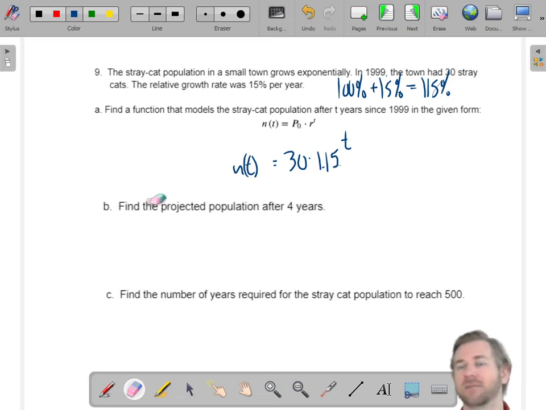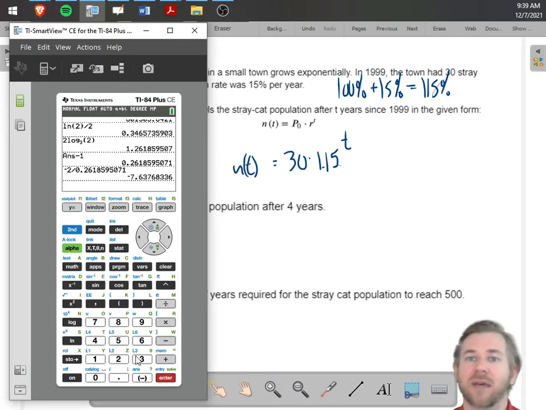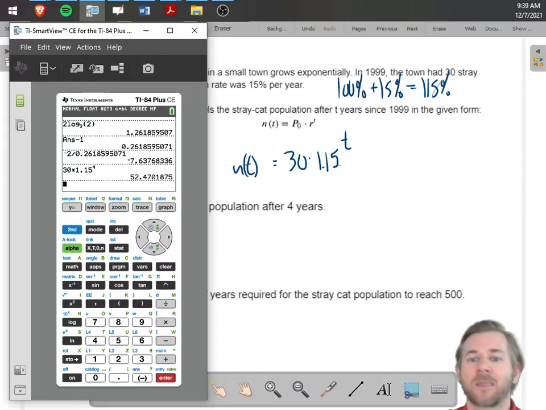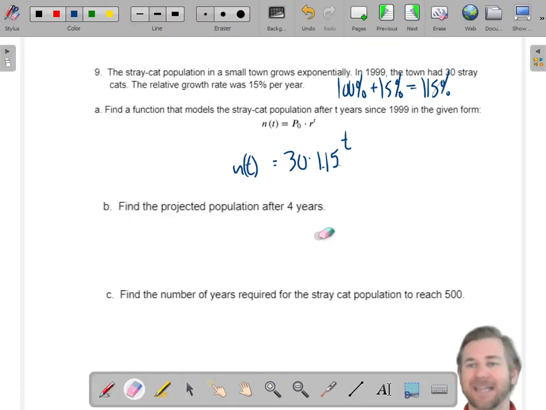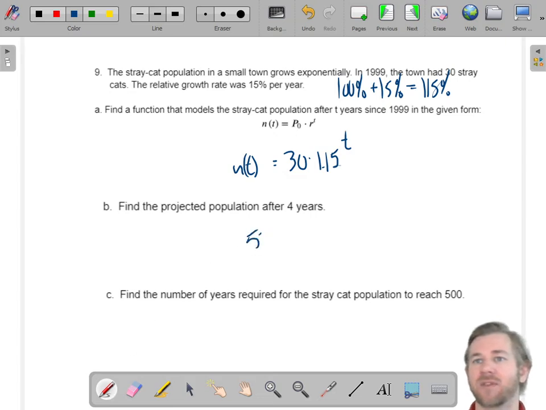Okay, you want 4 years? Well, I have to get the model right to be able to do that. So 30 times 1.15 to the 4th. So that's about 53 cats. Again, you round up. Any decimal. Population, you always round up. 53 cats. When will it reach 500?